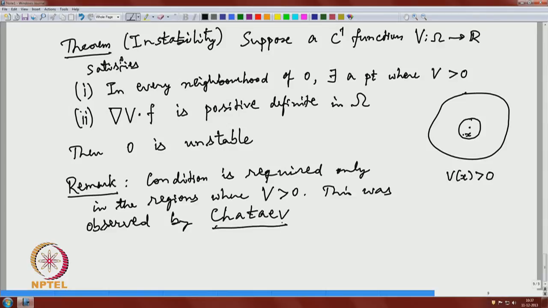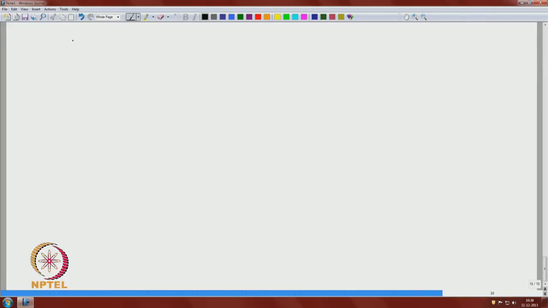And there are others. As far as instability results are concerned, there are more relaxed conditions given by others. So, this is sufficient for many purposes. Okay. So, let me sketch a proof of this, and we will consider the examples next time. So, sketch.